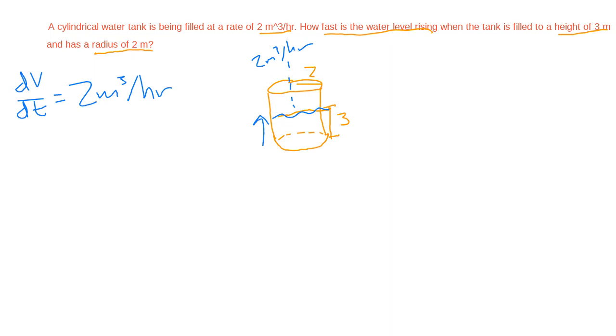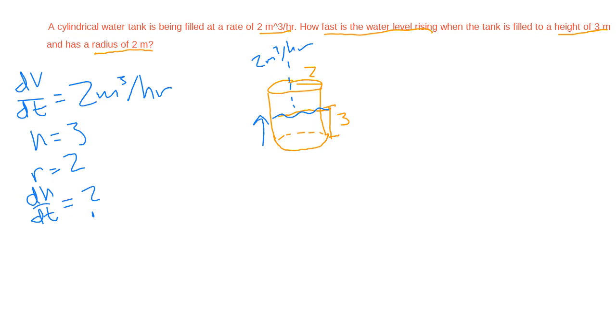They already told us that our H is 3, our R is 2. They're wanting to know the change in water level. Water level is going to relate to height, so that's going to be dH over dt is what we're looking for.